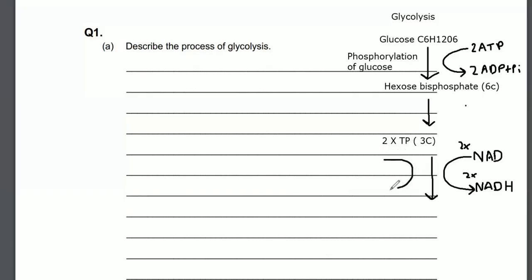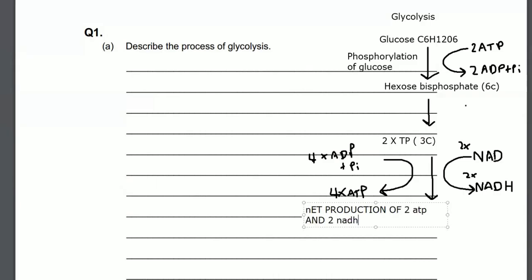Now, this process is really important because this process actually produces 4 lots of ATP, and it does this by joining together 4 ADP with 4 inorganic phosphates. Well, I put 4 times ADP plus that. I don't need that last 4, and it forms 4 ATP. So we have a net production overall. If we look at the first stage, the phosphorylation of glucose, we used 2 ATP. We produced 4 ATP in the final stage of glycolysis. So there is a net production of 2 ATP and 2 NADH or reduced NAD. That shouldn't be in lowercase. You would actually lose marks for that.